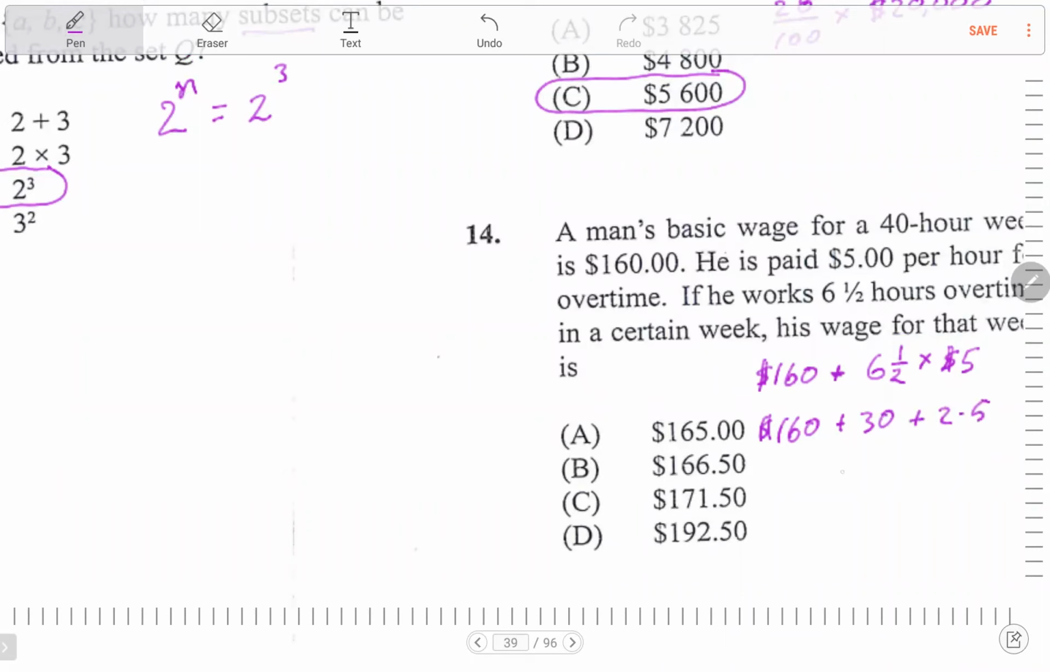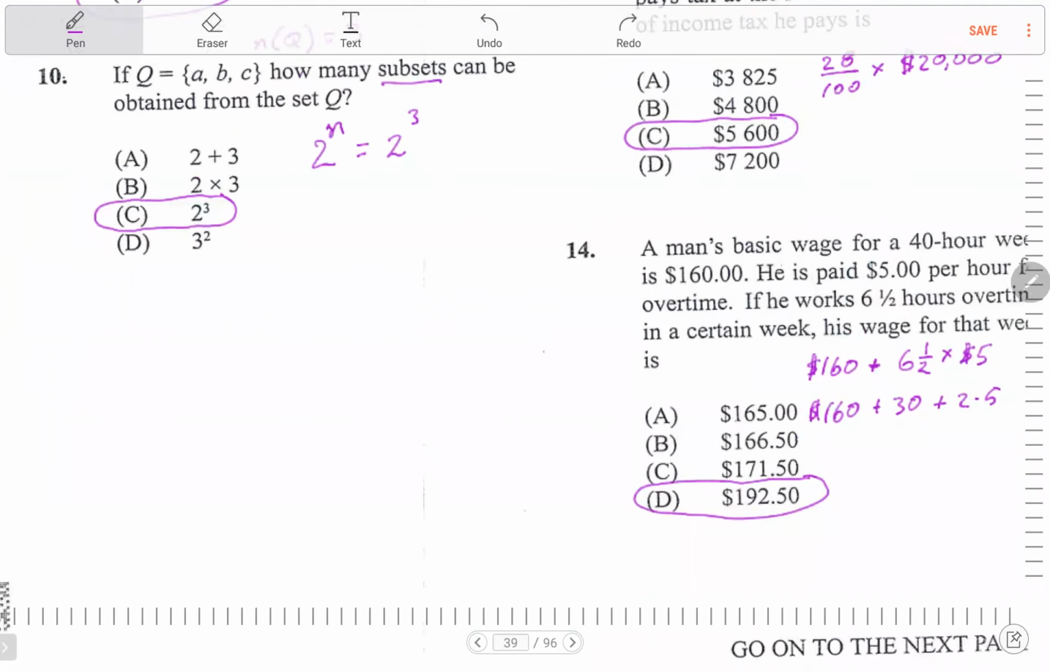So therefore, that is 192.5. 160 and 30 is 190, and then 2.5, so it's 192.5. So the answer is this one. To do this calculation, it's easy. Just say 6 times 5, and then half times 5, and you add it, because it's 6.5. Because you can't use a calculator, so you have to have these different methods of working these things out.